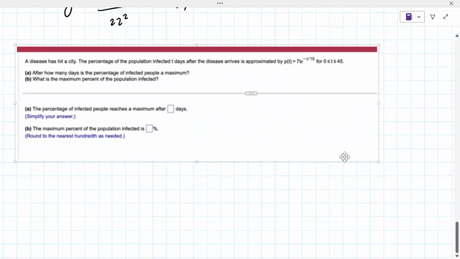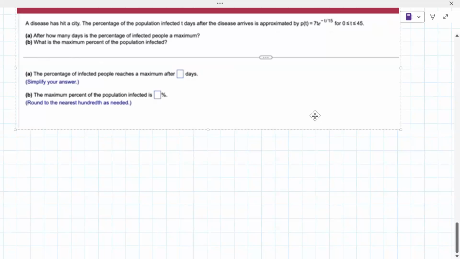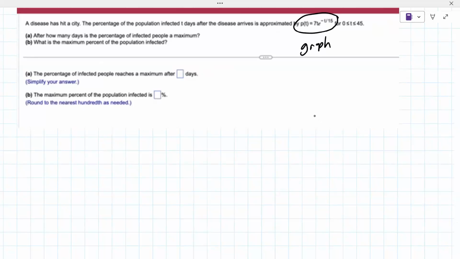Okay, this one's a little bit easier, in some sense. So there's another way to do this type of problem, which we haven't really talked about. When they give you an equation like this, you can just go and graph it and look for the peak or the valley. Or you can do what we've been doing, which is take a derivative, set it equal to 0, and so on.